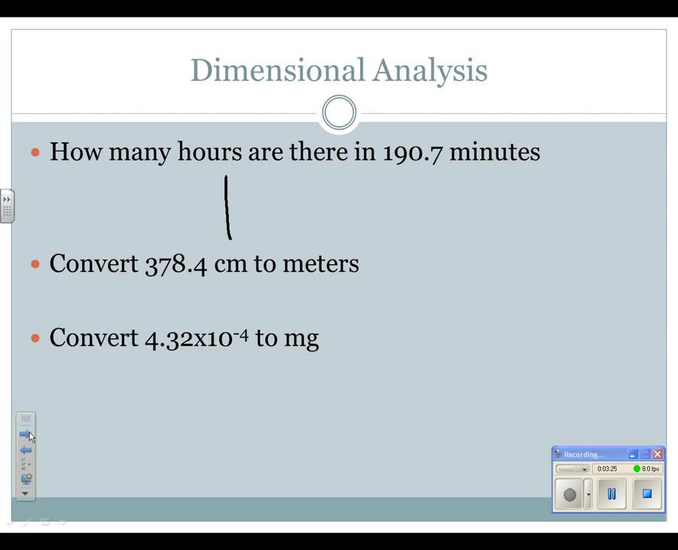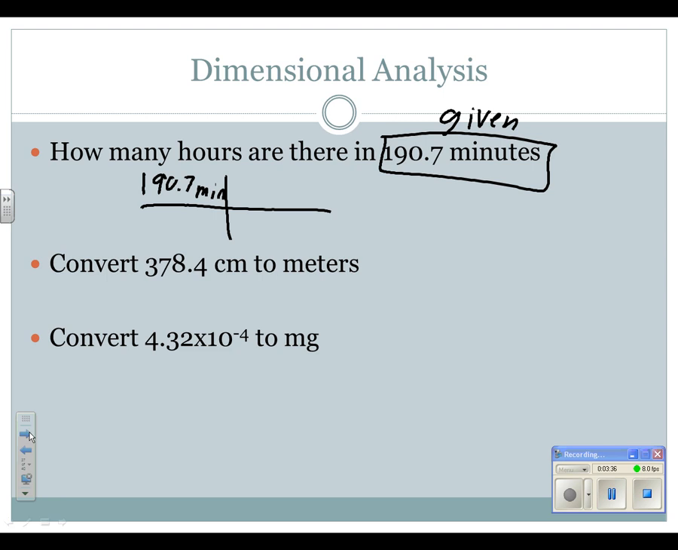So let's draw our grid. Put our given, which is this one, because it's in the question, so that's our given, in the upper left corner. So 190.7 minutes. Put the given units in the bottom right. There we go. Put the destination, the units we want, which is hours, in the top right. Now we're going to fill in the relationship. There are 60 minutes in every 1 hour. Now we're going to cancel units. There's minutes in the bottom, there's minutes in the top.